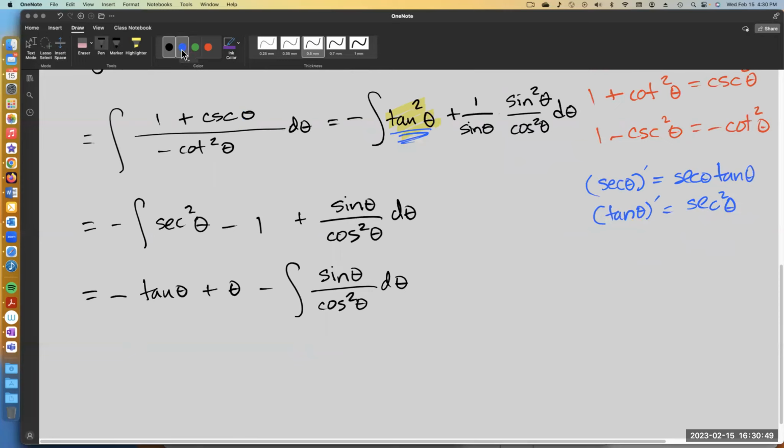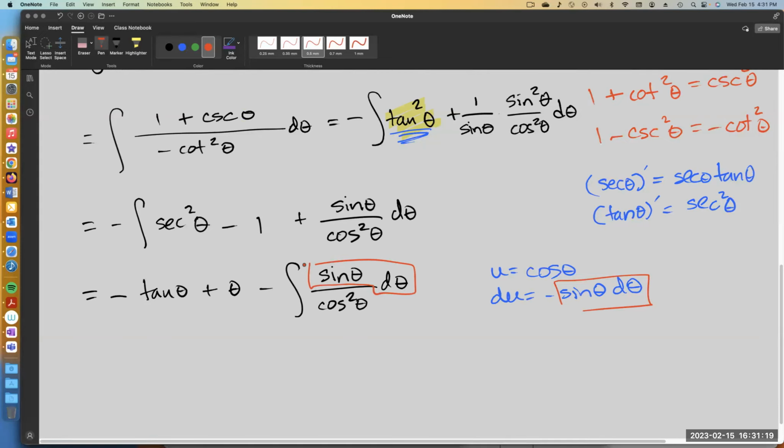This integral is very easy with substitution. What do you think we should let u be? Sine? Cosine. Close. Cosine. Why? Let's look at this. Why would cosine work but sine not work? When we take the derivative here, isn't this derivative right there in the numerator?